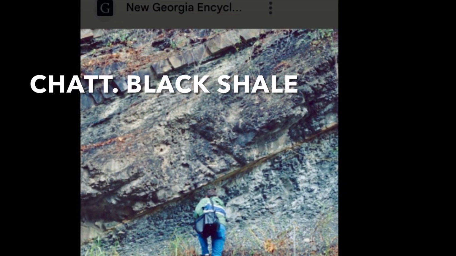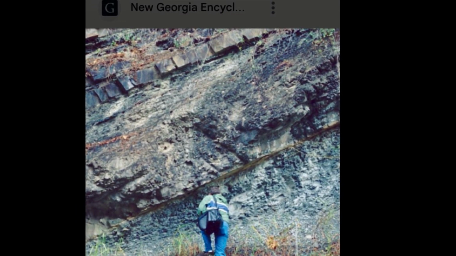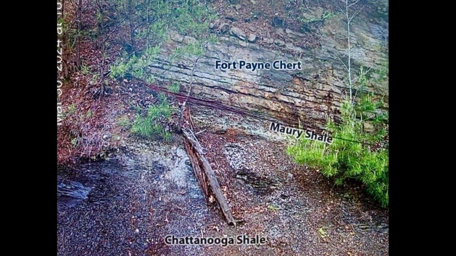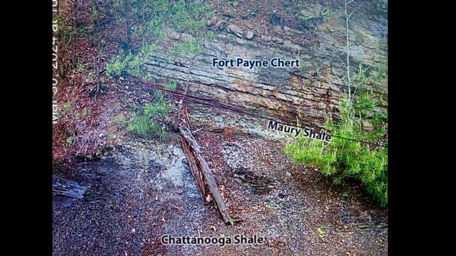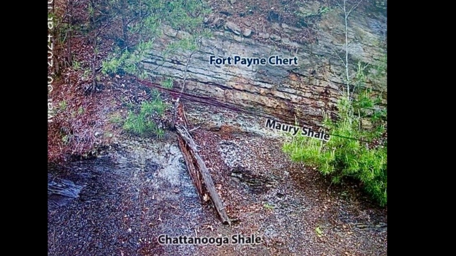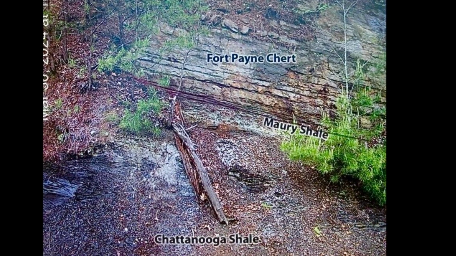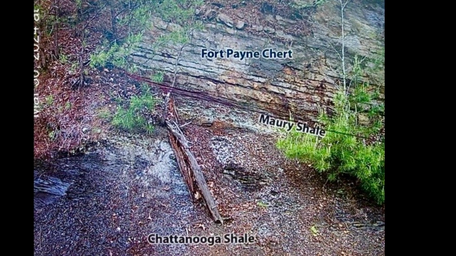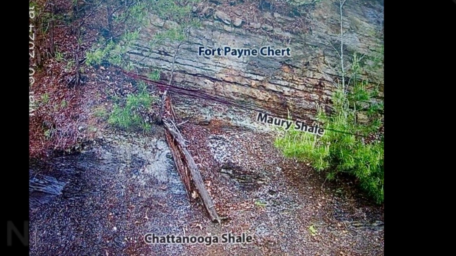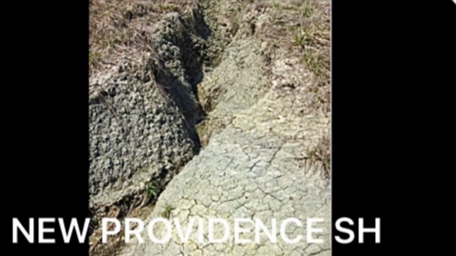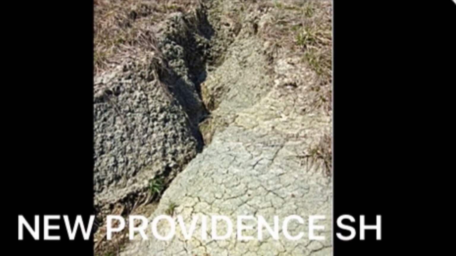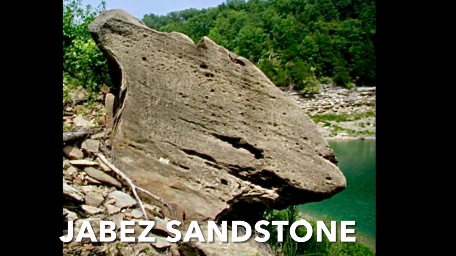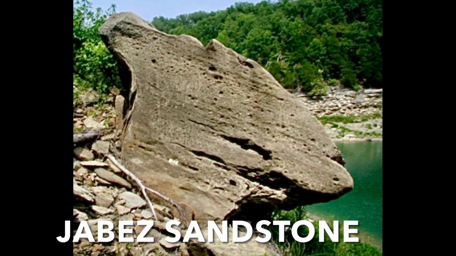Chattanooga black shale. This picture from the Roadside Geology of Georgia book by Pamela Gore and Bill Witherspoon shows the Chattanooga shale at the bottom, the Maury grayish shale above that, and the Fort Payne Chert Formation on top. New Providence gray shale from another part of the Borden Delta. We're looking at Jabez sandstone, one of the sandstones that topped off the Borden Delta.